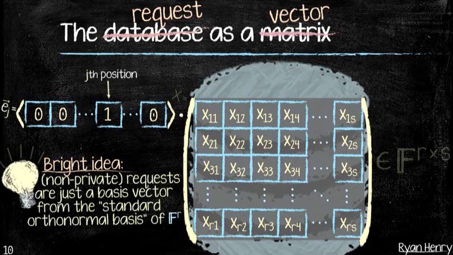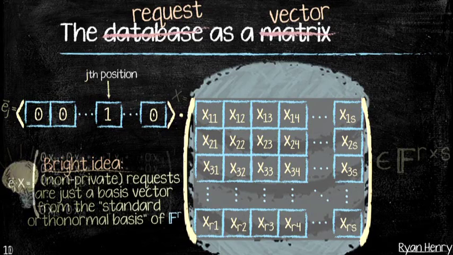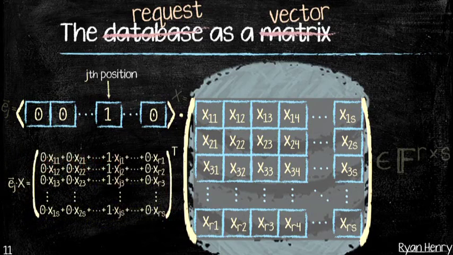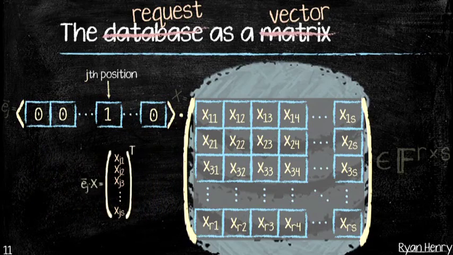And the database server in this non-private scheme is going to answer this query by multiplying the vector you sent by the database. If you do this, it's fairly easy to see that you're going to get the result that you want. The first row of the matrix is going to be multiplied by 0, and you're going to add that to the second row multiplied by 0, and add that to the third row multiplied by 0, and so on. Only the jth row is going to be multiplied by 1. So all of the other rows are going to disappear, but that jth row is going to be left behind, and you're going to get the record that you were looking for.